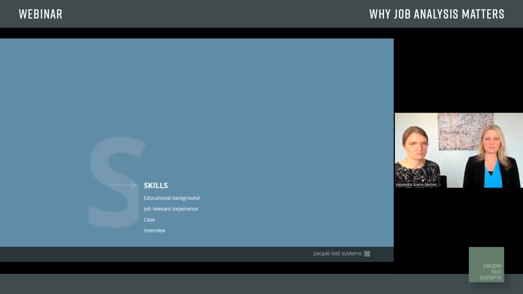Then it comes to the skills. So how should we assess if the candidate has the right skills? More of the same here. Again, we would look into the educational background. We would also definitely look at the experience. Here it's more the experience in doing and using the knowledge in a particular way. We would conduct an interview, and there we would ask questions related to the skills, but it's definitely here that it would make sense as well to conduct a case.